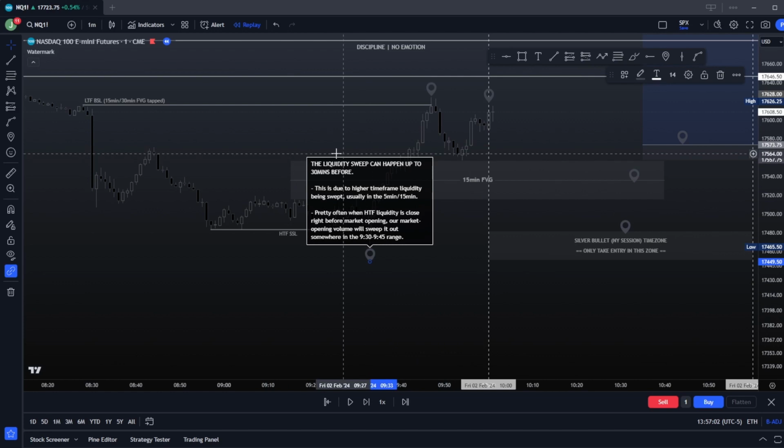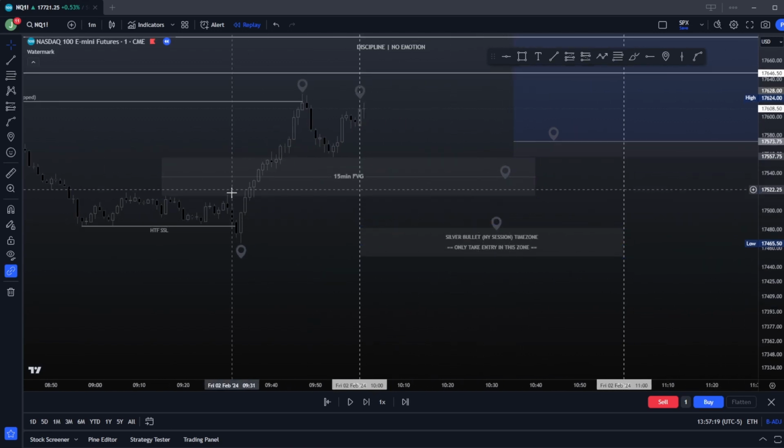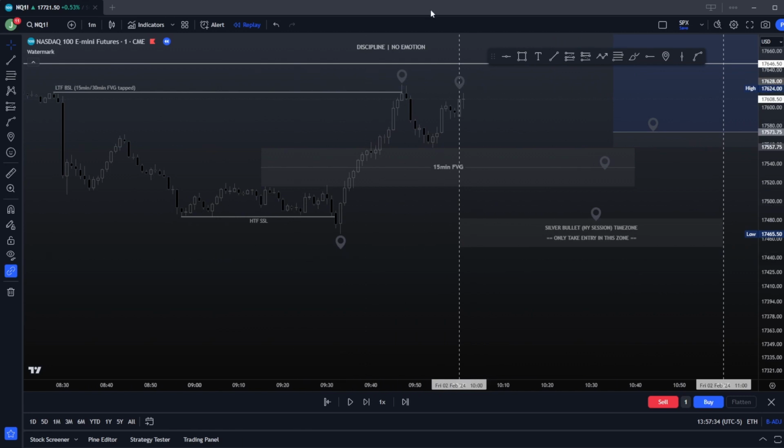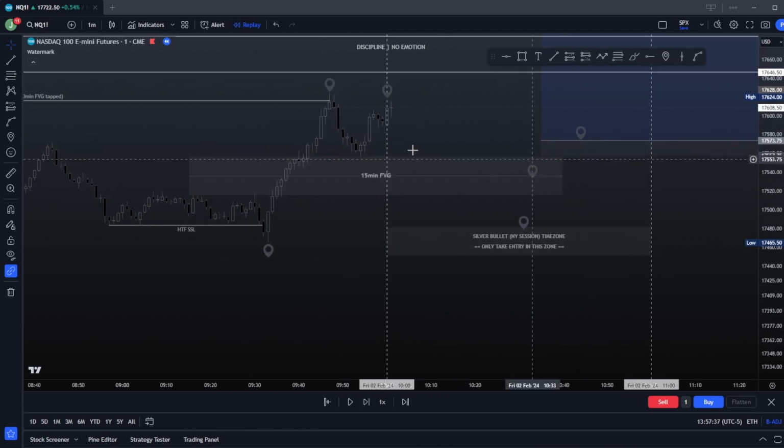And like I said in the call before, I know a lot of you probably weren't on it, but the liquidity sweep can happen up to 30 minutes before. I say this because you only take your entry inside of the silver bullet time zone. The liquidity sweep can happen before, because price takes time to develop. But you look for your entry to occur in this time zone once the other things have been satisfied.